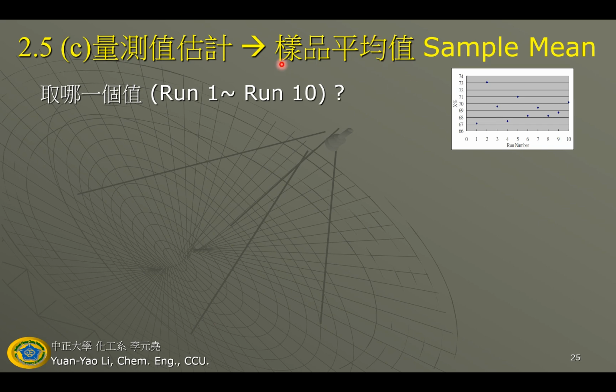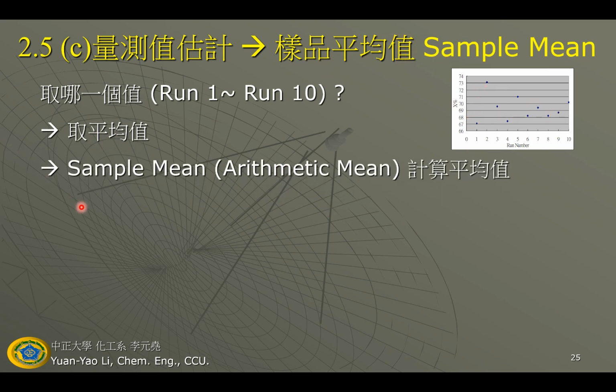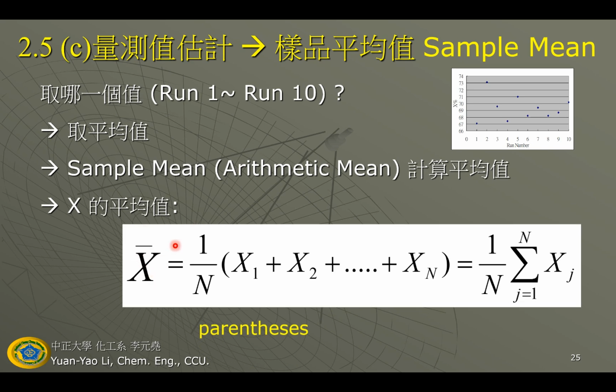So this is where we introduce one term, which is sample mean. Which one is more correct? We don't know, but we can average these 10 points, right? This is called the sample mean, which is also the arithmetic mean. The arithmetic mean x bar equals the sum of the values over n. N is the number, in this case 10, and these are the numbers of the conversion, right?